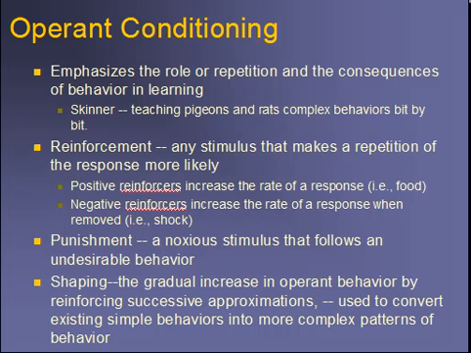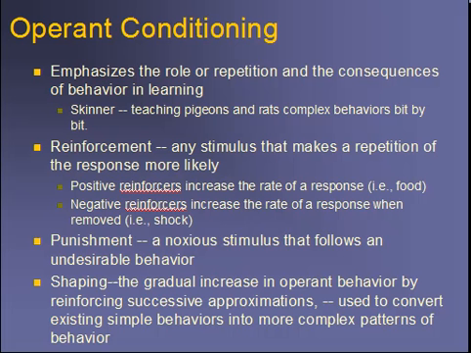The next concept is punishment, which is a negative stimulus that follows an undesirable behavior. So this stops a behavior from happening. So, for example, say a child hits his sister, and he's made to go to bed without any dinner. That would be a punishment.